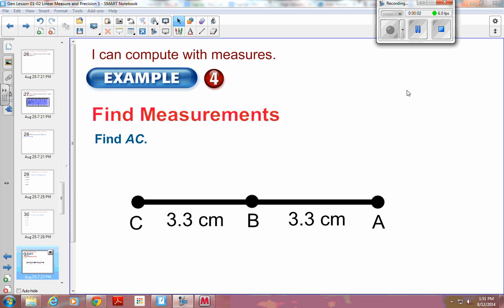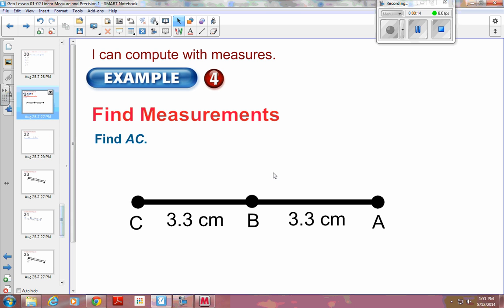Okay, Geometry, Chapter 1, Section 2. This is Example 4. Again, anytime that you're good with this idea, you can skip away and go to the next video. Hopefully this is a pretty easy concept for you.